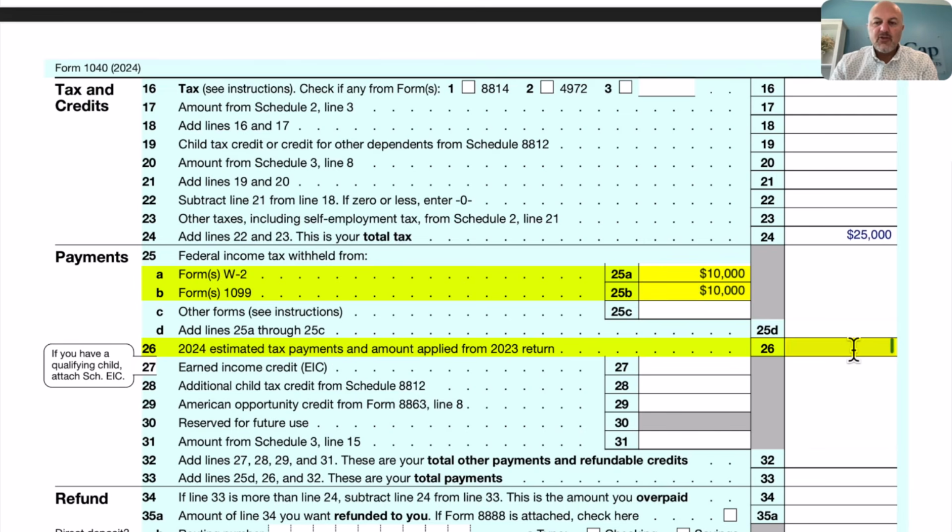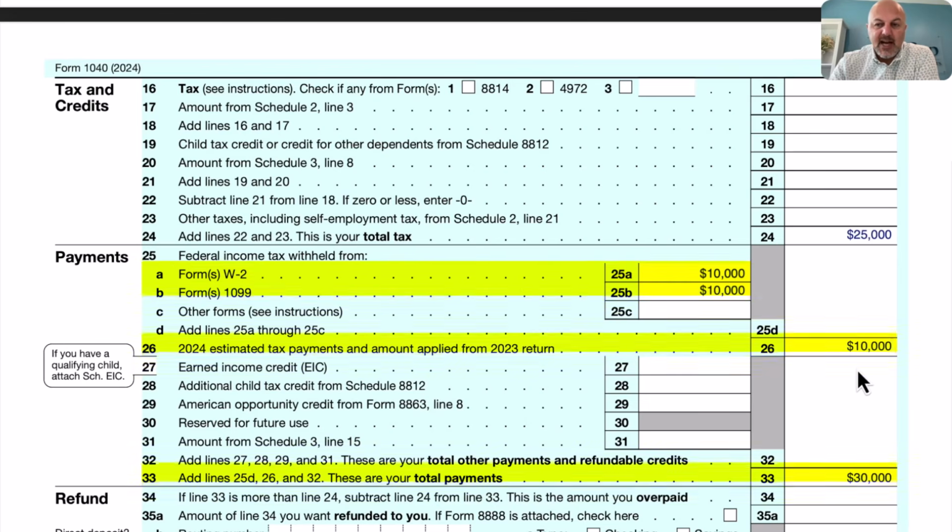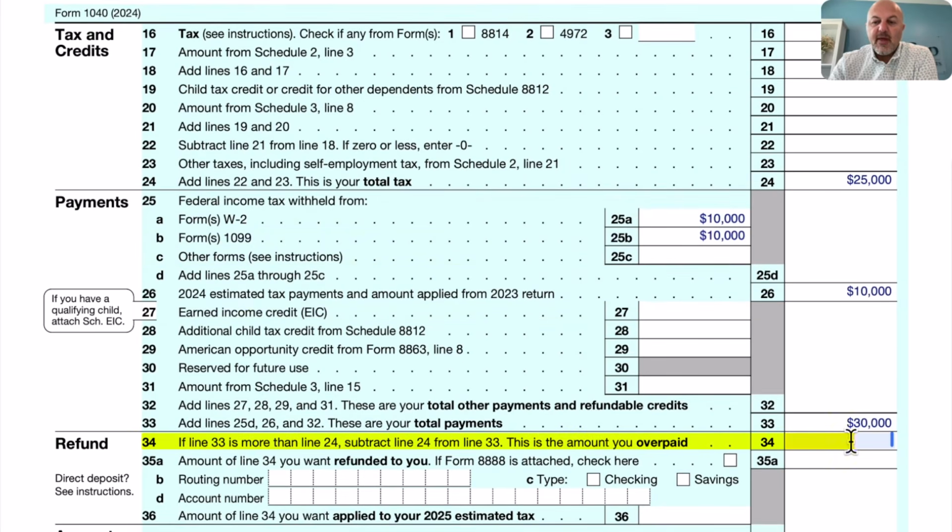So let's assume during a year you made another $10,000 of estimated tax payments. So your total tax payments that you made was $30,000: $10,000 from your W-2, $10,000 withheld from your IRAs, and then you also made a separate $10,000 payment as an estimated tax payment, so $30,000 total. Well, now that means you have a $5,000 refund because your tax liability was $25,000, but the total taxes you paid during the year was $30,000. So you've got an overpayment of $5,000.